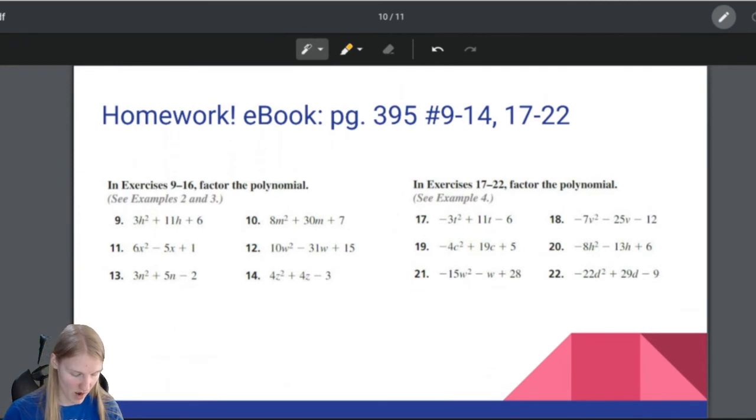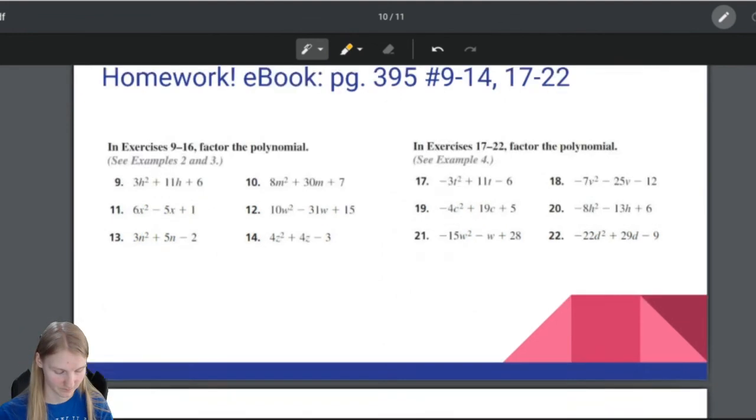Okay, homework. These are where A is positive, and these are where A is negative. Examples 2 and 3 and example 4, just like that, for your homework. I know it looks like a lot, but remember, the more practice you get with this, the better it feels.